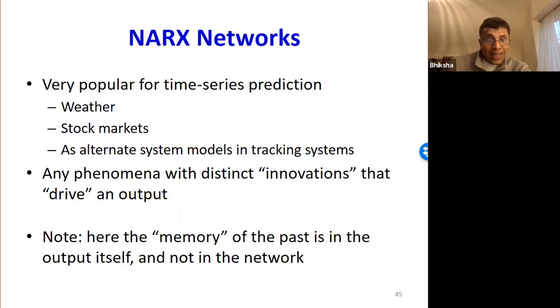But then there's something mildly problematic about this model, in that the institutional memory, the memory of the past, is not in the network. The memory of the past is in the output produced by the network. The network itself never retains any memory of what happened in the past, and it's not explicitly referred to.